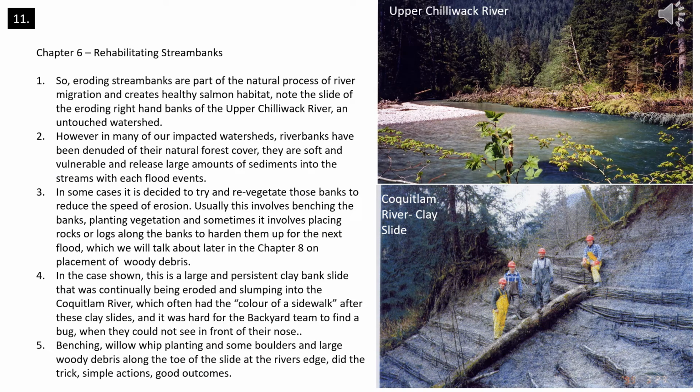This is from Chapter 6, Rehabilitating Stream Banks. Eroding stream banks are part of the natural process of river migration and create healthy salmon habitat. So note the slide of the eroding right-hand bank of the upper Chilliwack River, which is an untouched watershed as we've previously discussed. And remember, the large trees that grew along the banks are slowly rolling into the river, but not going very far. So you have a very complex bank formed as the river slowly migrates.